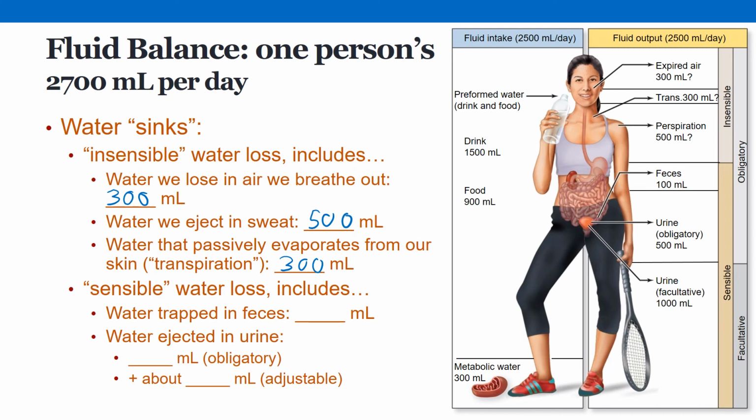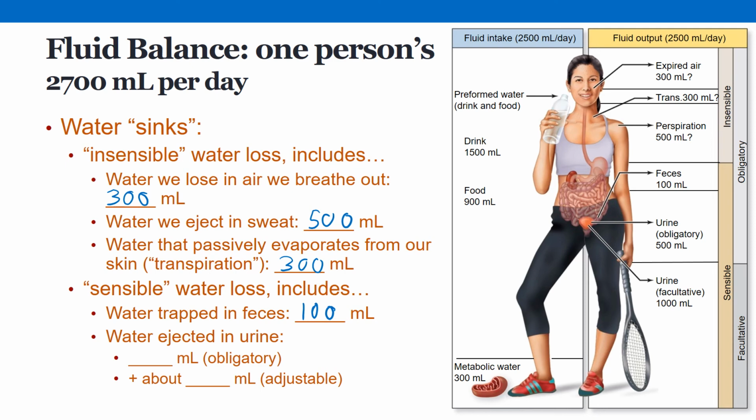Well, now we can get to the sensible water loss. As dry as feces is, and as good as our colon is at absorbing every last bit of water from it, still about 100 milliliters a day of water come out of your body in your feces. Not a lot, but a small contribution. By far, the biggest removal of water from your body, unless you are an athlete who sweats an awful lot, the biggest water output from your body is in the urine.